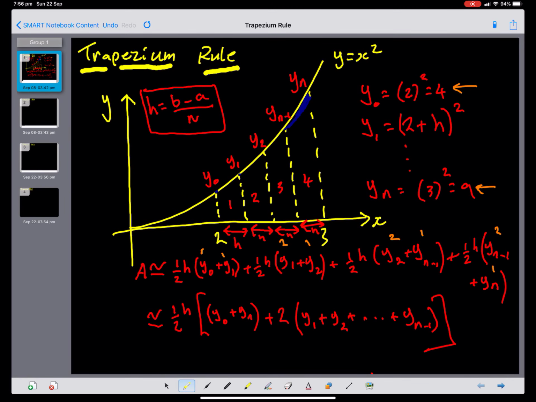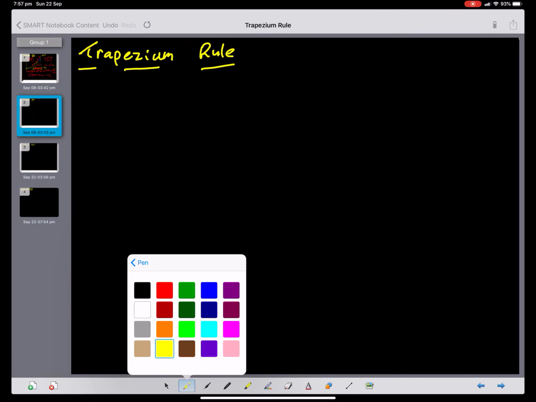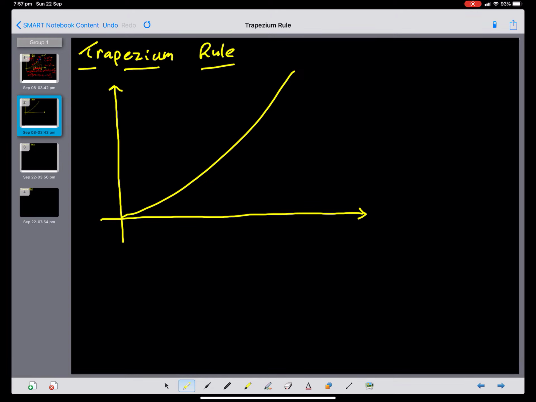Okay, so just doing some brief revision of the trapezium rule. Finding the area underneath the curve is quite important for mathematicians, and this has puzzled mathematicians for hundreds of years: how to find an appropriate approximation for the area underneath a curve.